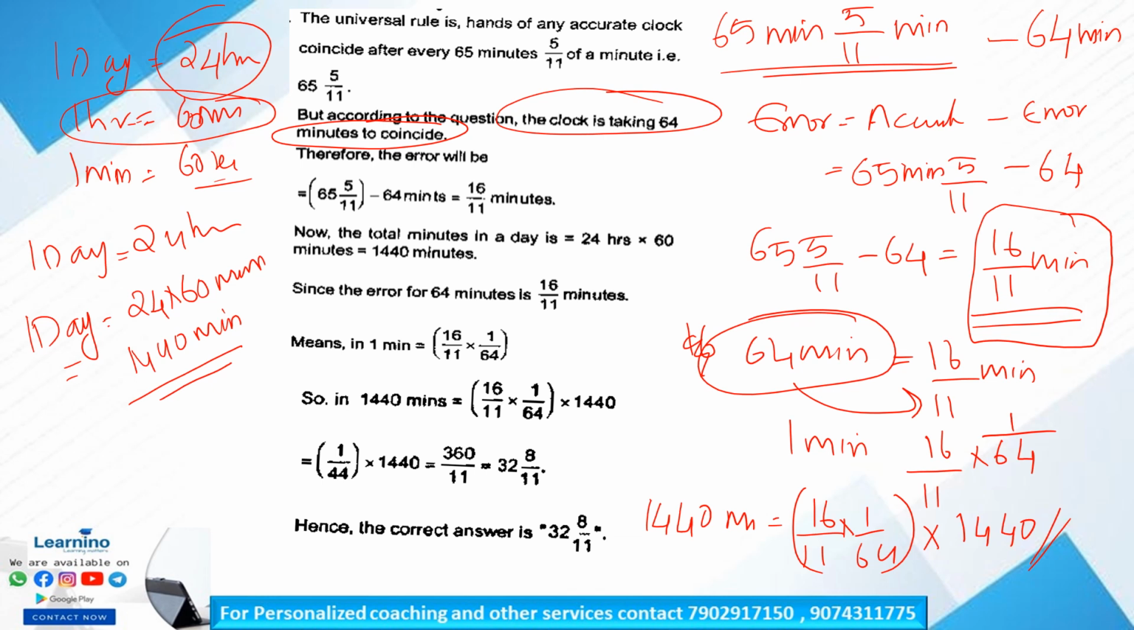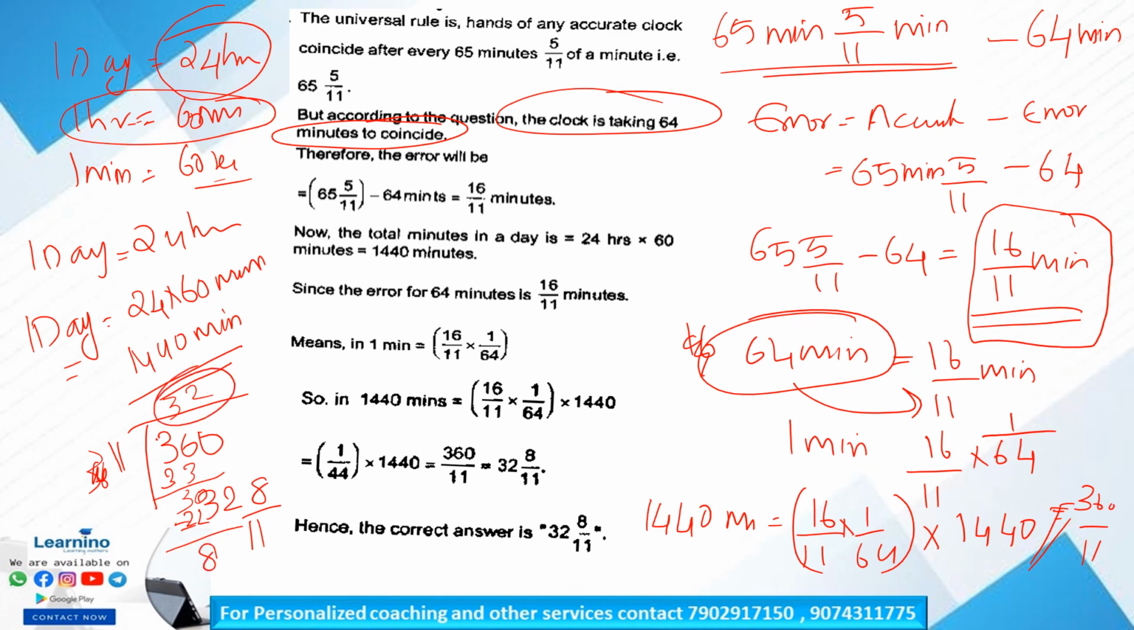By solving this we will get 360 by 11. By taking the division, 360 by 11, we will get the answer as 32 8 by 11. That is 3 into 11 is 33, so it is 30, 2 into 11 is 22, and we will get 8. So 32 8 by 11 is our final answer.